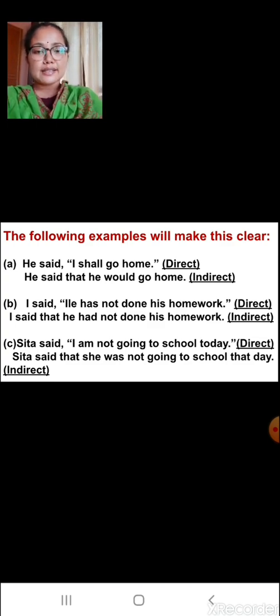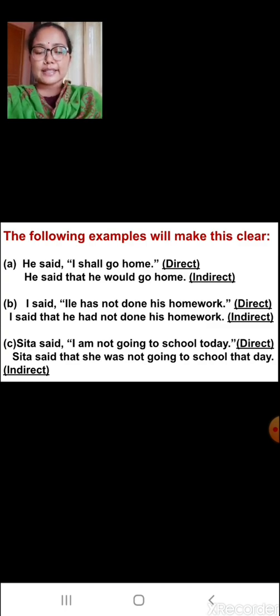So you can easily classify that this is direct speech because the exact words of the speaker are given here. Now in the second statement, he said that he would go home. Now the same statement is written in indirect speech. He said that he would go home. So here the exact words of the speaker are not given. So we call it indirect speech.